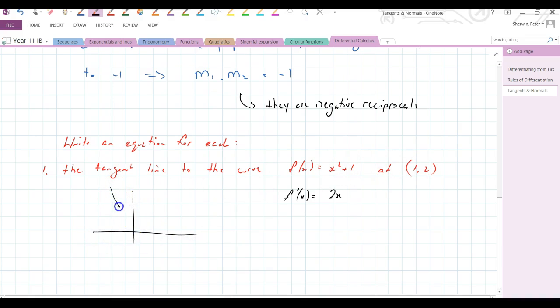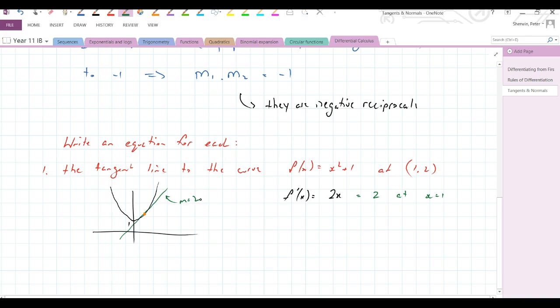If you want to have a little look at it, this is y equals x squared. That's got a vertical translation of 1. It goes up like that. The point 1, 2 is here somewhere, and its tangent does a bit of that, doesn't it? So the tangent line of the curve at 1, 2: 2x is the gradient function. That's equal to 2 at x equals 1. So the gradient of this line is 2.